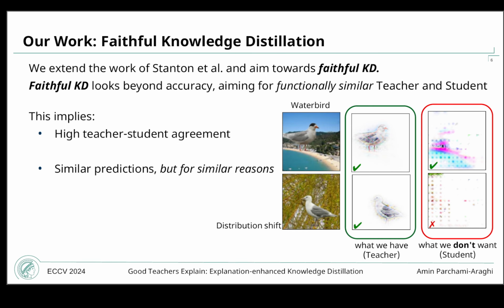Secondly, even if the two models give similar predictions, a faithful distillation would ensure that they base their decisions on the same input features. If one has a teacher that focuses on correct class-specific input features and thereby is robust to distribution shift, as one can see in the green column, one would of course want the same to appear on the student.